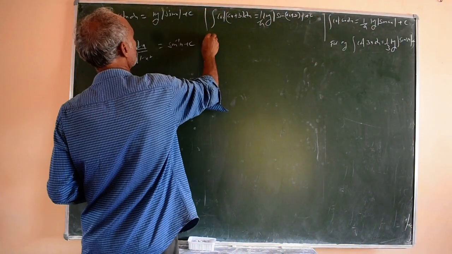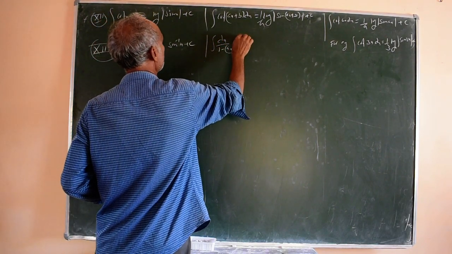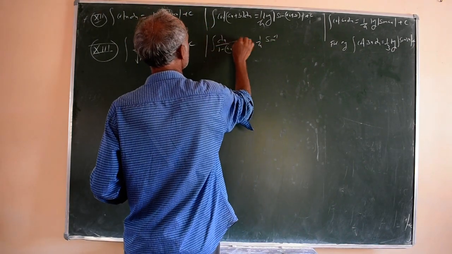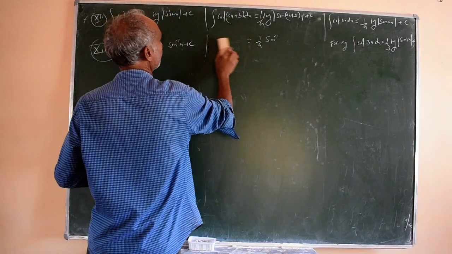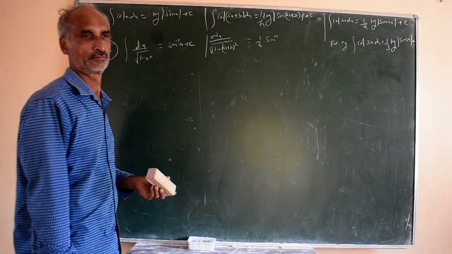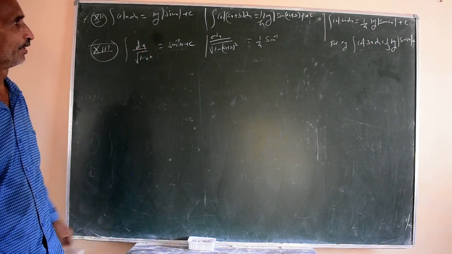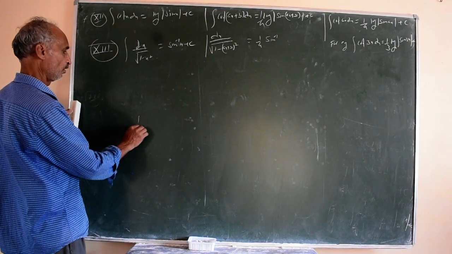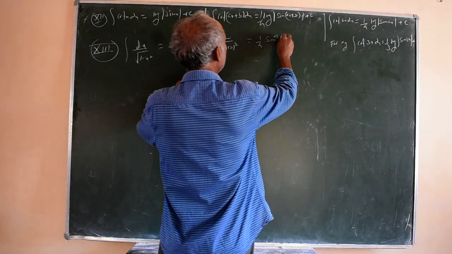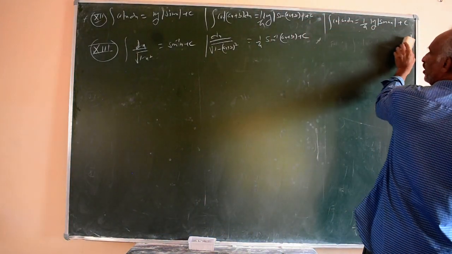Integration of dx upon square root of 1 minus ax plus b the whole square dx is equal to 1 by a sin inverse of ax plus b plus c. I don't know, b may be a positive constant or b may be a negative constant.